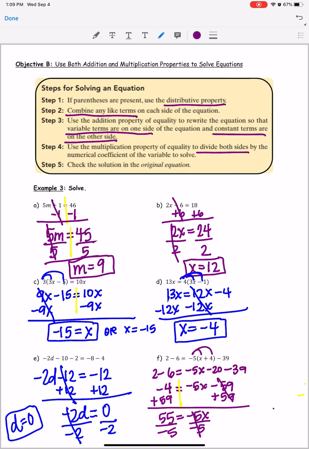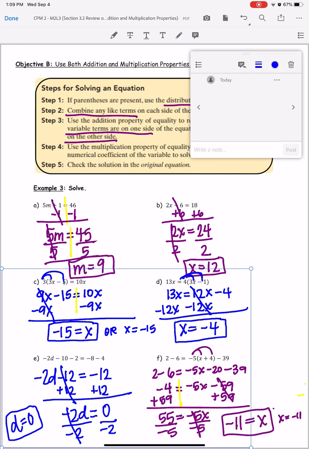55 divided by negative 5 is negative 11. So that's what equals x. And just like this one here, if it really bugs you, you can switch that. Okay, but it's not necessary.